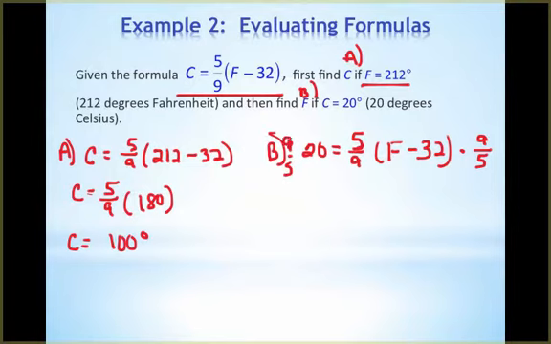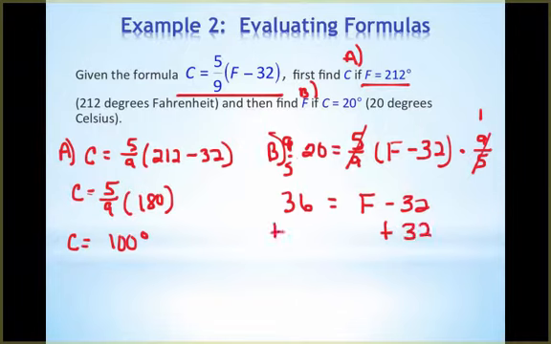And that way we can simplify the 5/9 times the 9/5, and that's going to leave just F minus 32, because these two will multiply to give me 1. And then I could do 9/5 times 20, which is going to be 36. And now to find the Fahrenheit temperature, I can add 32.